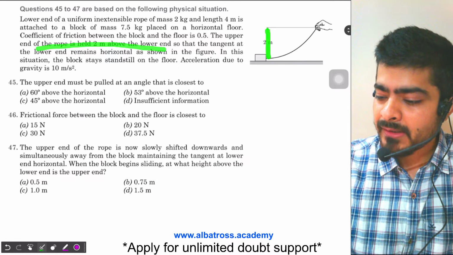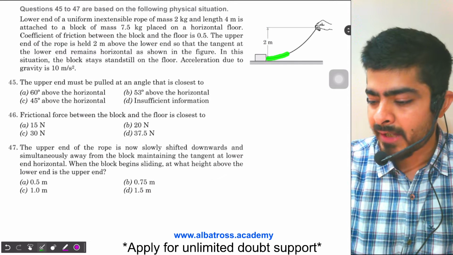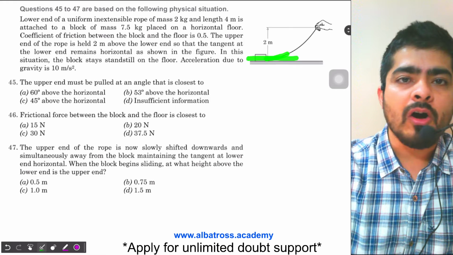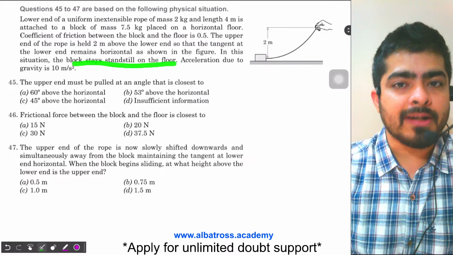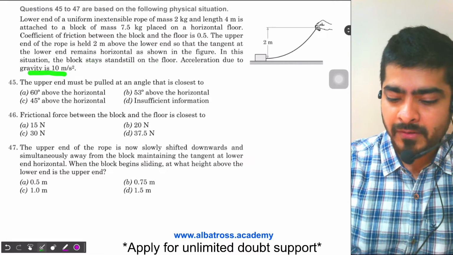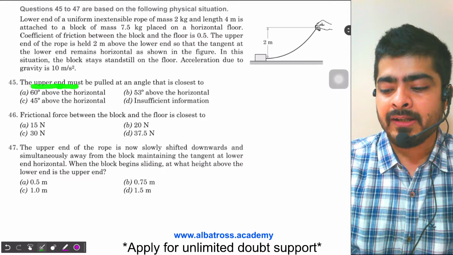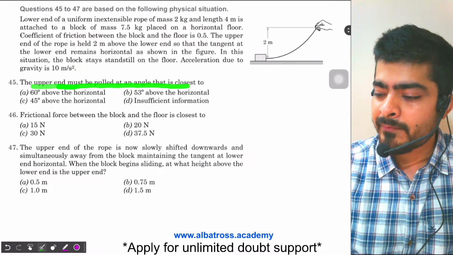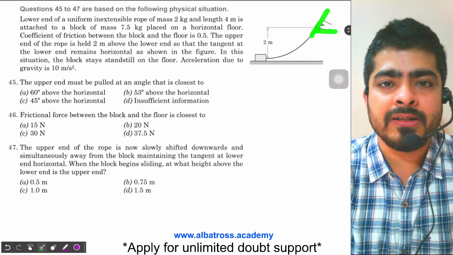And the string at the bottommost point is horizontal. If you draw the tangent at the bottommost point, it is horizontal, right? And the block is at the moment under equilibrium. Acceleration due to gravity is to be taken to be 10. So first they are asking, the upper end must be pulled at an angle that is closest to what? So basically if you draw the tangent over here, what is the angle the tangent makes with the horizontal?